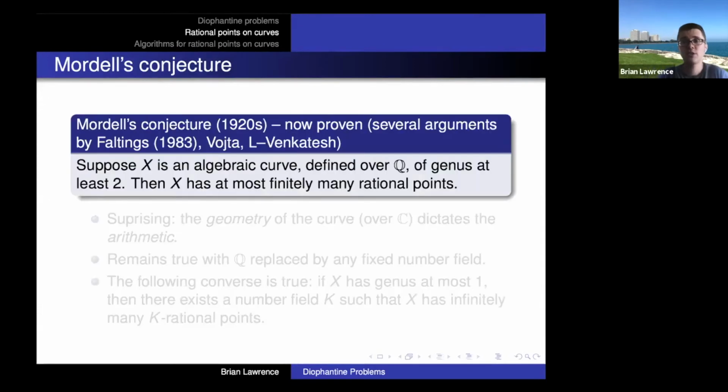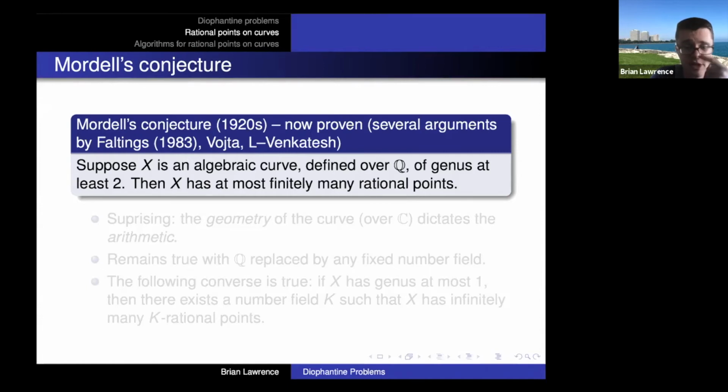So what happens in genus more than 1 is the picture is very different. In genus greater than 1, when you have a hyperbolic curve, it turns out the curve can only have finitely many rational points. The first time you see it, this is a really surprising fact. I mean, the genus is a geometric, a topological property. To even make sense of the genus, we had to pass to the complex numbers. But the genus of a curve actually tells you something about how many rational points it has.